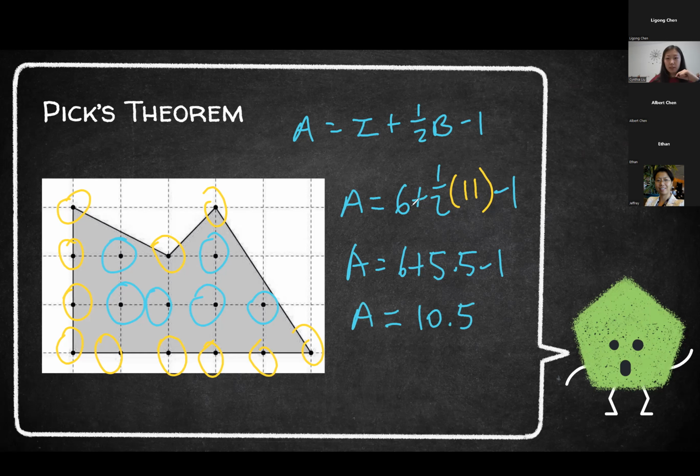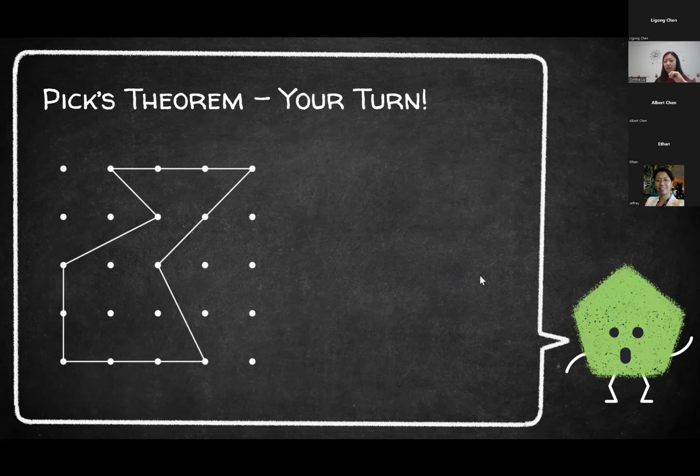So let me clear all this, and then I'll give you guys a practice problem. I'll give you a minute to work on this one. Just find the area of the polygon using Pick's theorem.